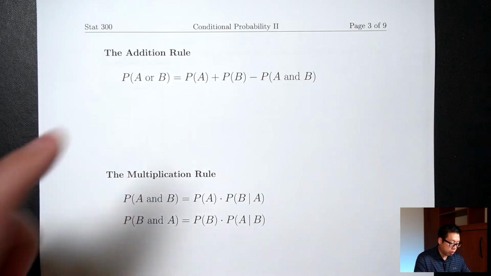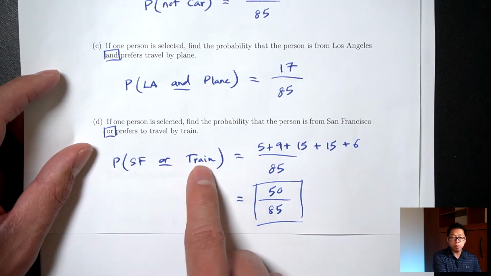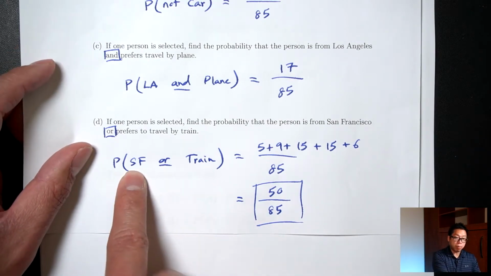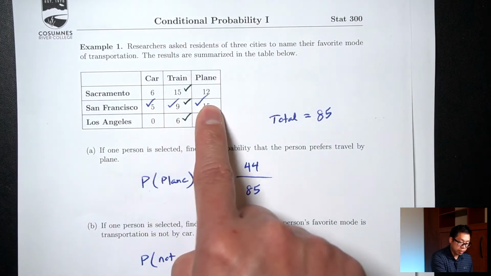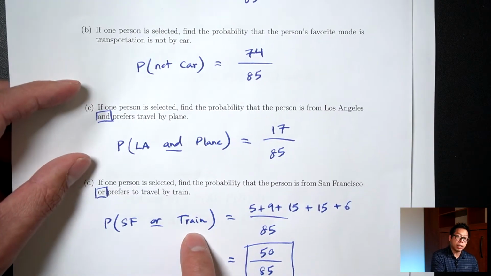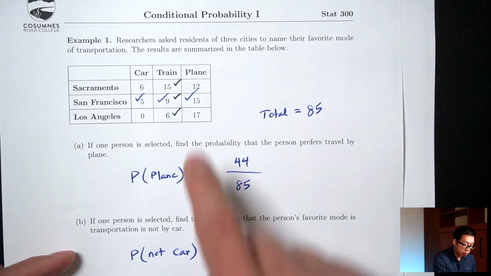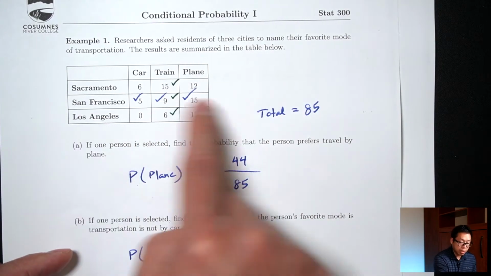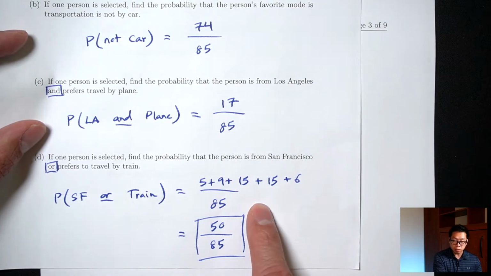In the last lecture, I asked for something like probability of San Francisco or train. And the way we found it in the last lecture was we first started by taking all the San Francisco numbers, which is 5, 9, 15, and then we added on the train numbers, but keeping in mind not to count anything twice. So we only added on the 15 and the 6 because the 9 we already counted when we did the San Francisco numbers. Right, that's how we found the OR probabilities in the last lecture.